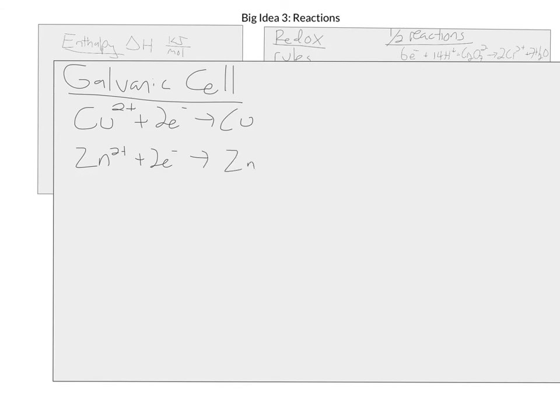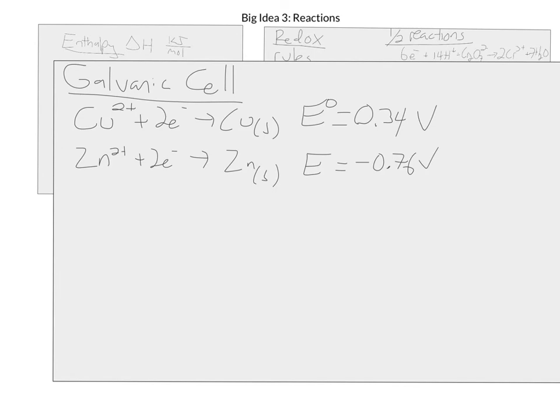The positive ones are going to be aqueous. The neutral elemental ones will be solids. You're always given reduction potentials. The copper one is 0.34. And the zinc potential is negative 0.76 volts. So we have to make a decision.